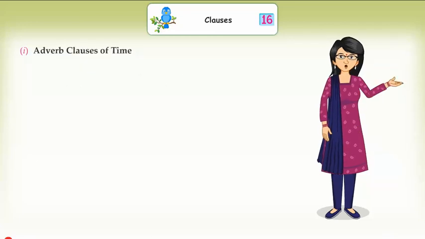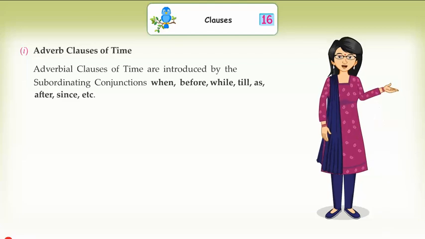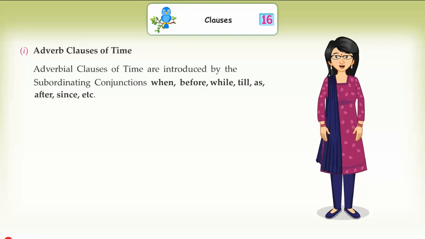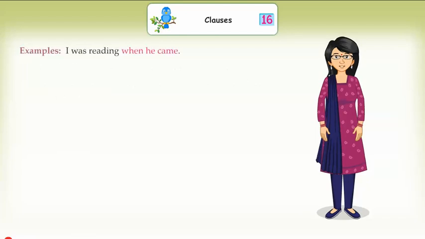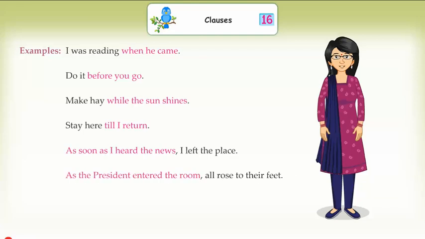1. Adverb clauses of time. Adverbial clauses of time are introduced by the subordinate conjunctions when, before, while, till, as, after, since, etc. Examples: I was reading when he came. Do it before you go. Make hay while the sun shines. Stay here till I return. As soon as I heard the news, I left the place. As the president entered the room, all rose to their feet.